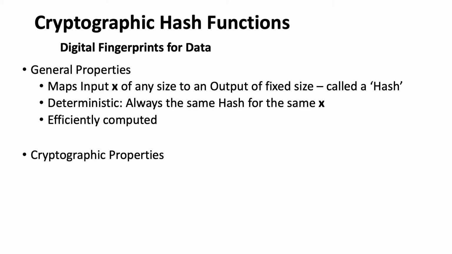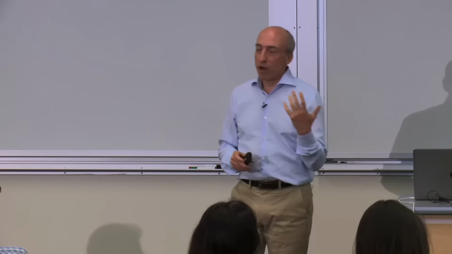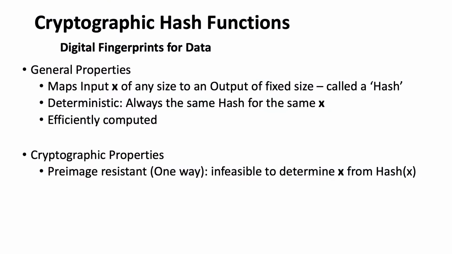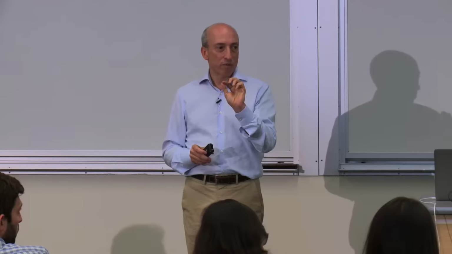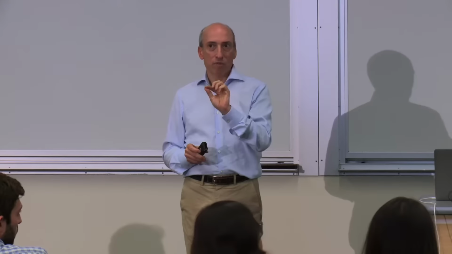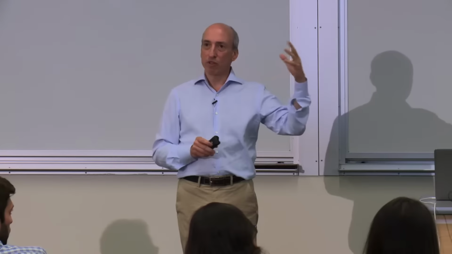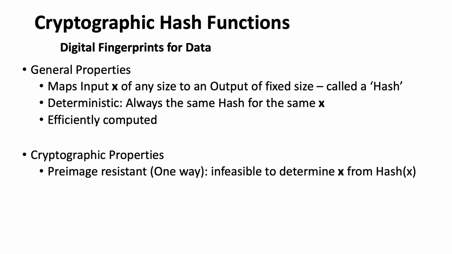But now what are its cryptographic properties? Because a zip code wouldn't make it. The computer scientist uses the term pre-image resistant. I would just say it's one way. You can only go one way, meaning it's infeasible to determine the input from the output. It's infeasible to determine the X from the hash of X.